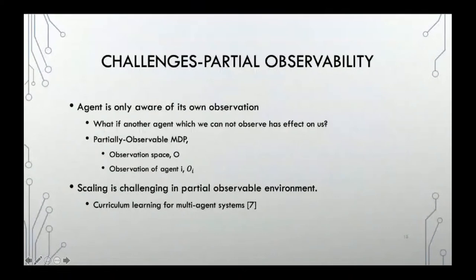Learning is much more challenging in a partially observable environment. To deal with this issue, the researchers proposed curriculum learning, which is also used in other domains of learning. The curriculum principle is to start by learning to complete simple tasks first, before proceeding to complicated tasks. But in the multi-agent domain, we can modify this to start with fewer agents initially, then increase the number of agents in the system later on. But the idea is to train with fewer agents first.